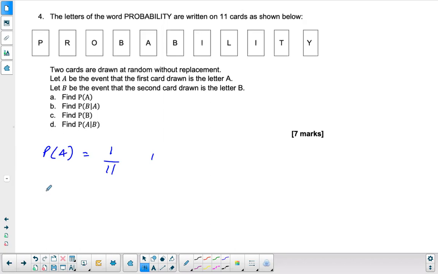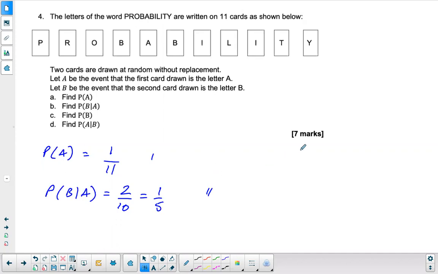Part B, the probability of B happening, given that A has happened, means we still have 2 B's in here, but we now only have 10 cards because the first one has already been taken, which is equal to 1 in 5, and that's 2 marks there. 1 mark somehow for indicating that you know that something has already happened, probably by indicating that that's 10 cards left rather than 11.